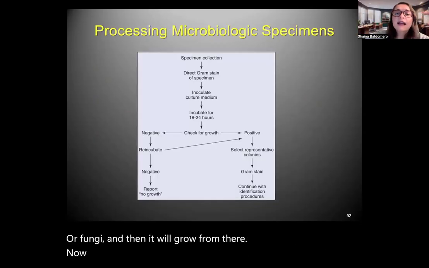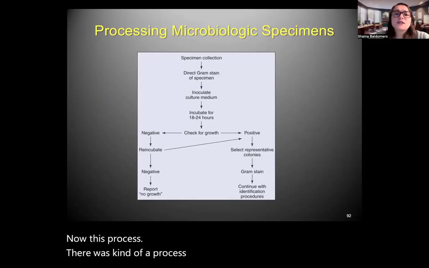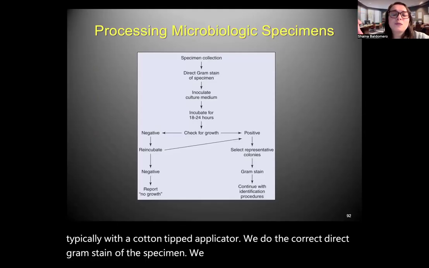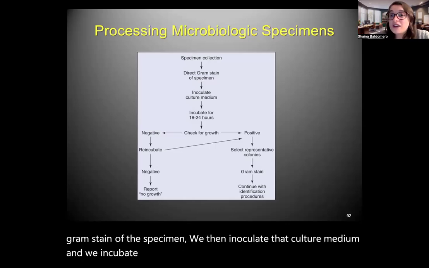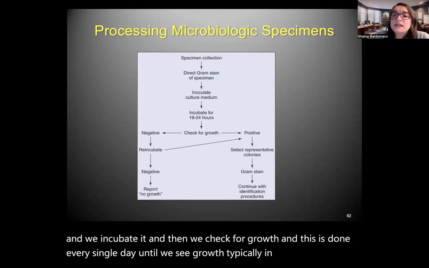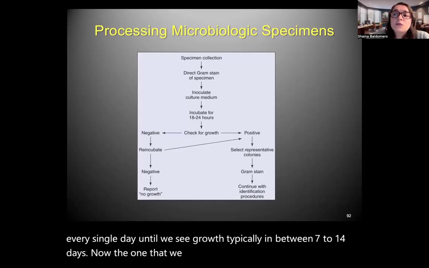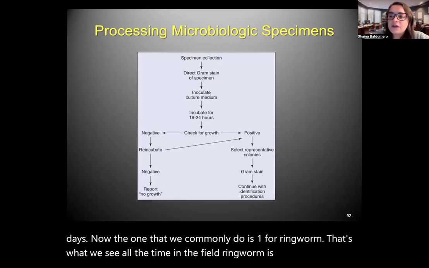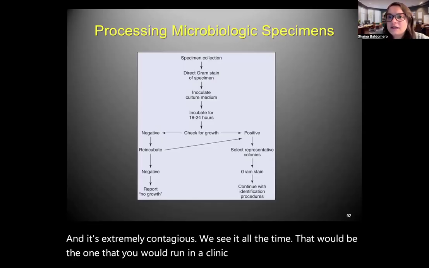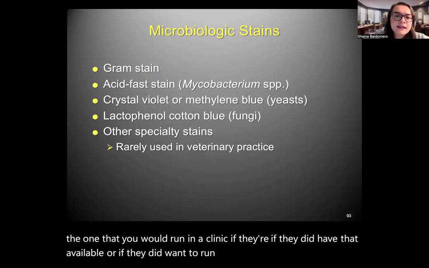Now this process, there's kind of a process of this, which is we collect the specimen, typically with a cotton tipped applicator. We do the direct gram stain of the specimen. We then inoculate that culture medium and we incubate it. And then we check for growth. And this is done every single day until we see growth, typically in between 7 to 14 days. Now, the one that we commonly do is one for ringworm. That's what we see all the time in the field. Ringworm is a fungal infection on the skin, and it's extremely contagious. We see it all the time. That would be the one that you would run in a clinic if they did have that available or if they did want to run that on site.